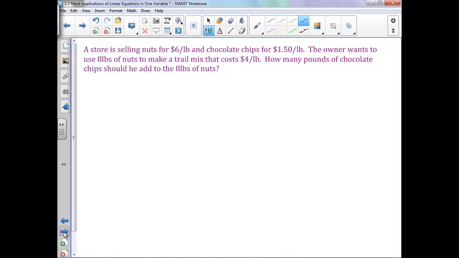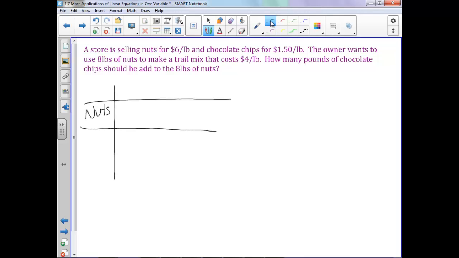Next up, we've got our mixture problems. We have a store selling different things, they're mixing them together. Start the same way with our table. Option 1 that we're selling is our nuts. Option 2 that we're selling is the chocolate chips. The only thing different here is now we also need a line for our total mixture.